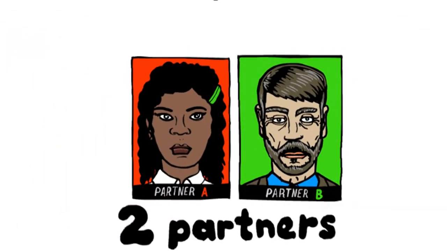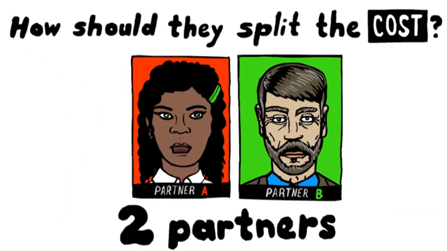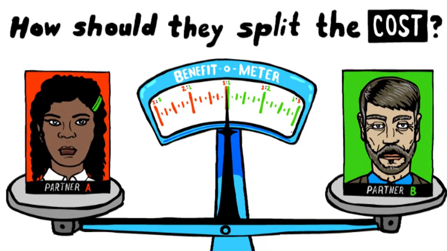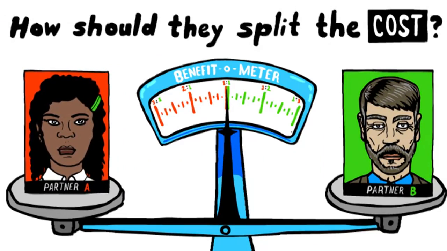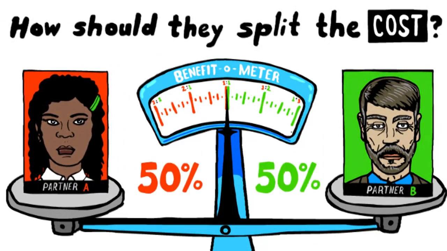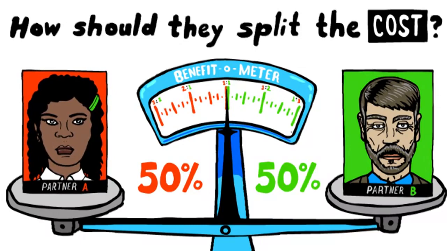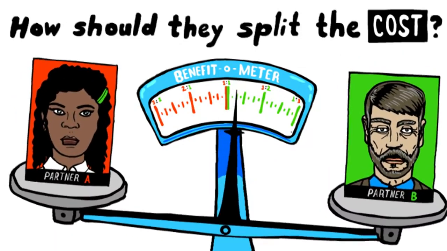Suppose there are two partners involved in a project. How should the two of them split the costs? The answer is easy when the two have the same benefit. In that case, they should split the costs 50-50. The question gets more interesting when the two partners don't get the same benefits.